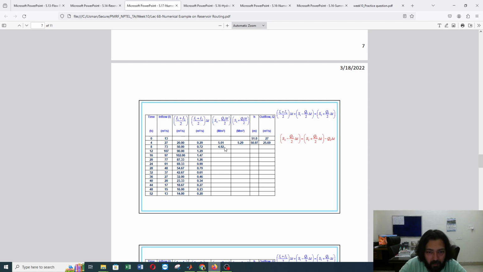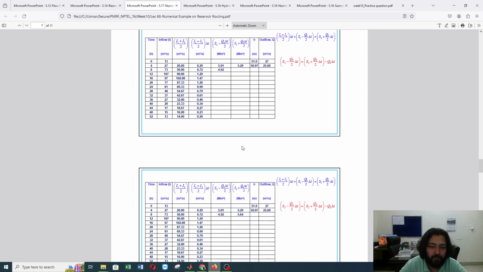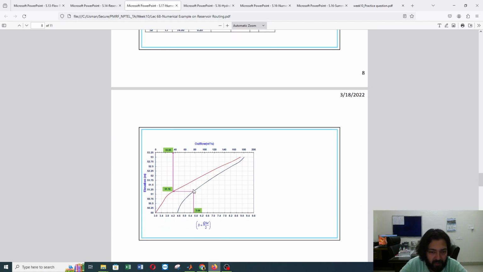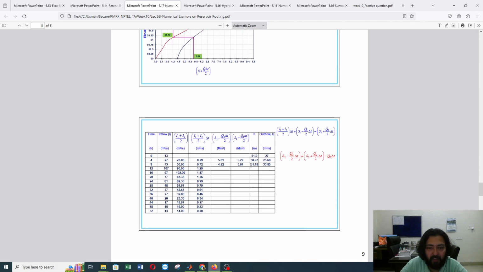Now again, we know this is 4.92, this is 0.72. So if we add these two terms, we'll get the value of S2 plus Q2 delta T by 2. So we have added these two terms and we got the value of S2 plus Q2 delta T by 2 as 5.64. Now for this value, we can get the value of H and outflow by using the derived plot. So for 5.64, the head is 51.58 and the corresponding outflow is 33.85.